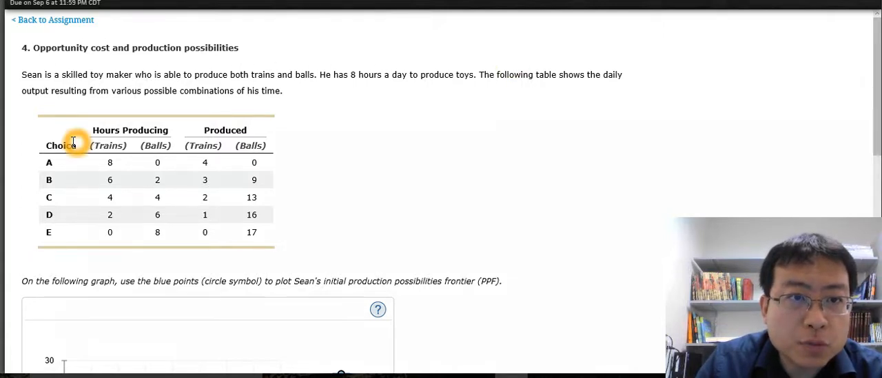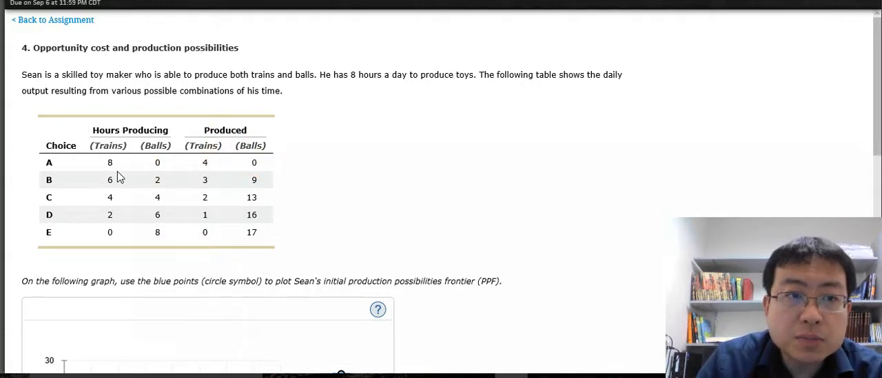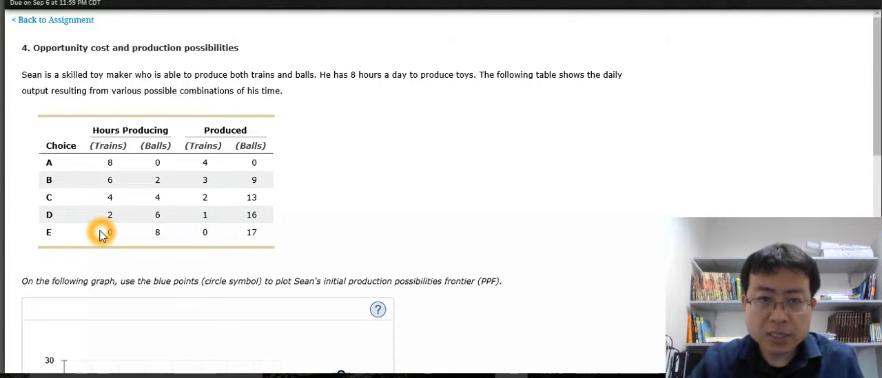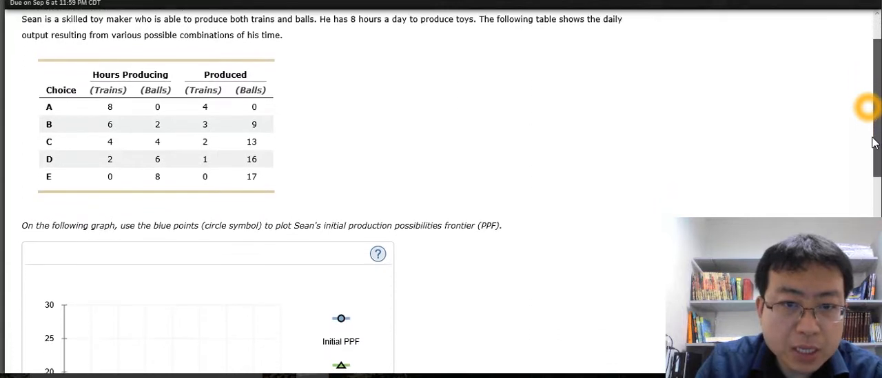So over here in this table we have this production table. For this Sean, this person's skilled labor, there are 5 different choices he can make. So each one is a production point. For the first choice A, Sean can spend 8 hours producing train and 0 hours producing balls, and then he can produce 4 trains and 0 balls. So each production point represents different amount of time he can spend working on each production, and then the result that he will have. So let's graph our production possibility frontier.